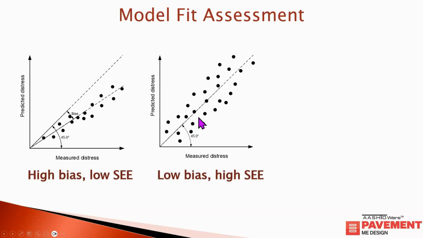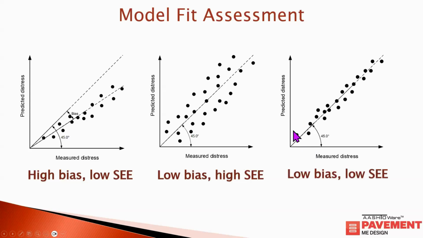The opposite is, on average, their performance instances do average such that the predicted distress does equal measured distress. The problem is you have a pretty wide, high standard deviation of the residual errors. So that's not good either. And then ideally, this is what we want. We want low bias. The trend is the line of equality, and we have pretty tight spacing here, so we have low standard error.